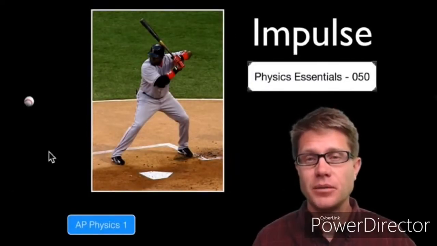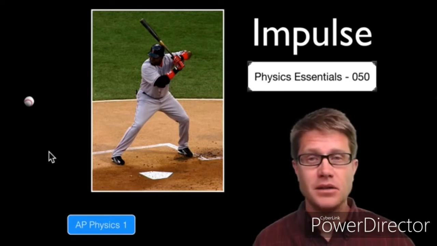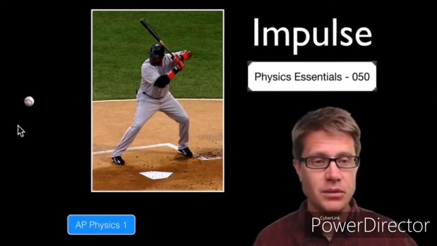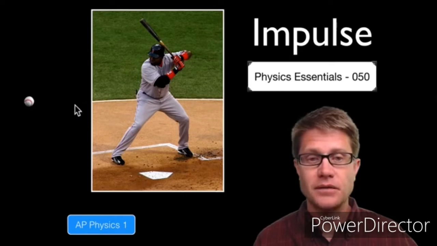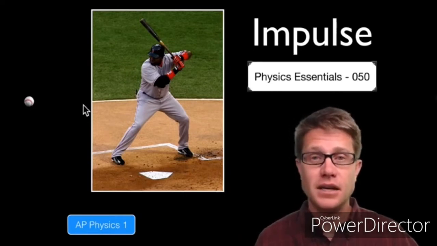It's on impulse, which is simply the product of the force being applied times the time over which that force is being applied. And so let me give you a scenario. Imagine we have a baseball here that's moving from the left towards the right, and so it has momentum towards the batter. And let's say he hits it.